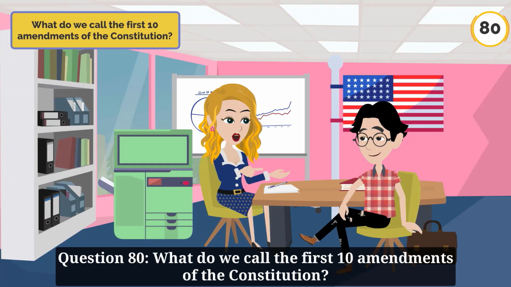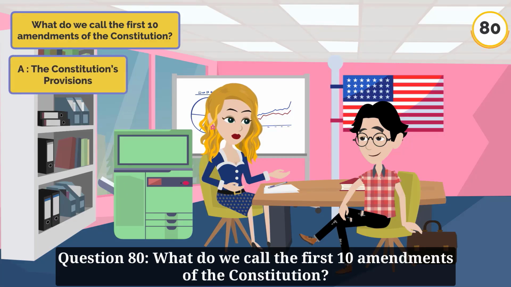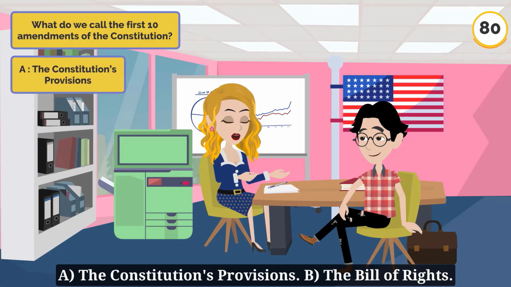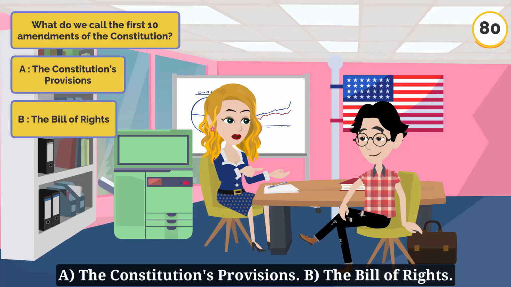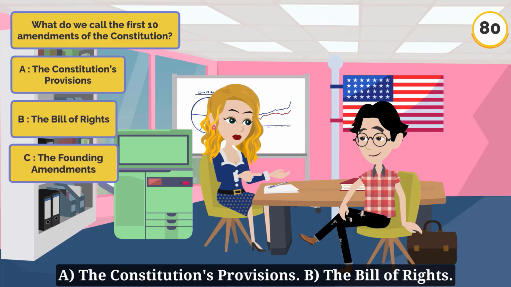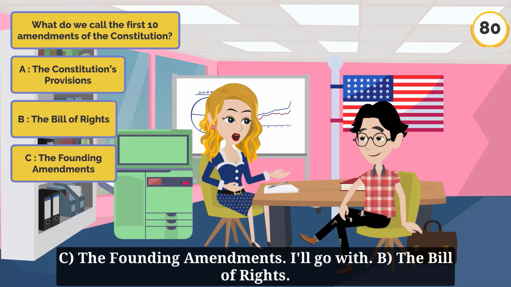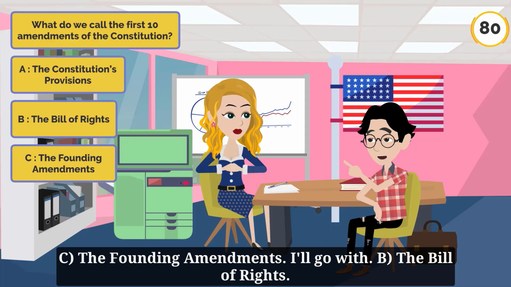Question 80. What do we call the first 10 amendments of the Constitution? A. The Constitution's provisions. B. The Bill of Rights. C. The Founding Amendments. I'll go with B. The Bill of Rights.